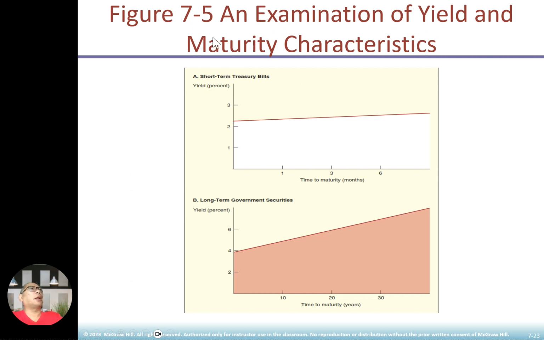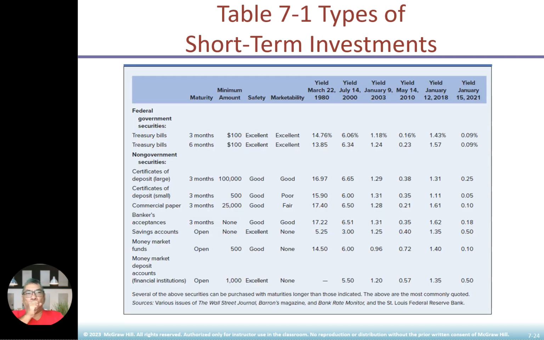Then, an examination of yield and maturity characteristics: for short-term securities the yield will be between 2 to 3%. Long-term is much higher for government because of the interest rate. So as the time to maturity increases, the yield increases. For the short-term it will be much lower. To give you an idea, here is a table of the yields from March 1980s to 2021.